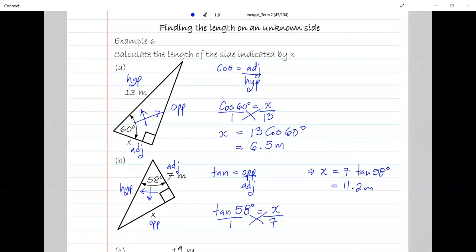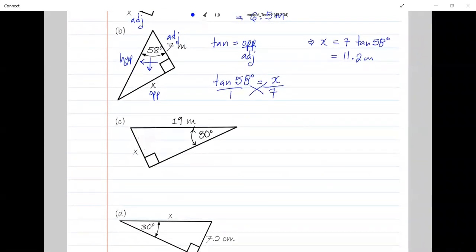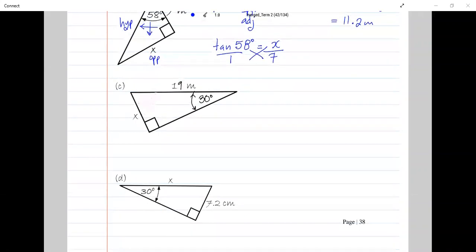All right, let's move on to C. So what we did is that we modified C because somebody pointed out to me that C and A were the exact same question. So what I did is I modified C to how you're seeing it on the screen right now. And then I identified that x is opposite to the angle 30 degrees, and that the 19 is the hypotenuse.